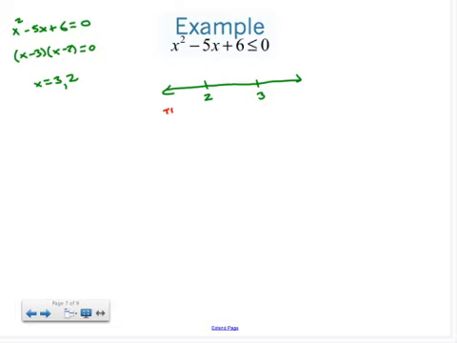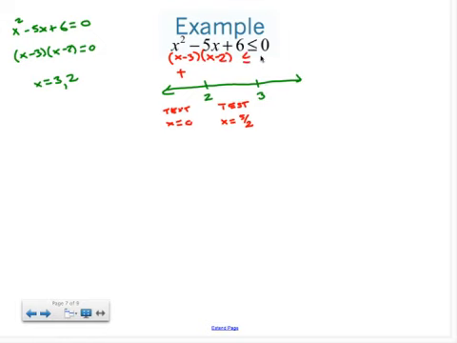So I'm going to test x equals 0 in this expression. 0 minus 0 plus 6 is a positive number, so that means that all numbers in this section of the number line will give me a positive result from this expression. I need a number between 2 and 3. Let's test x equals 5 halves, 2.5. I have the factored version of this expression over there, so it's easiest to use that in this case instead of plugging it into the original.